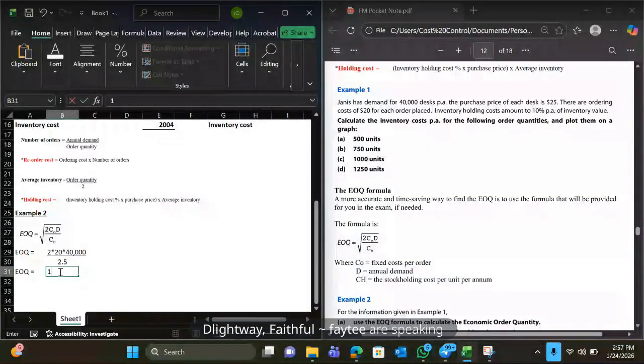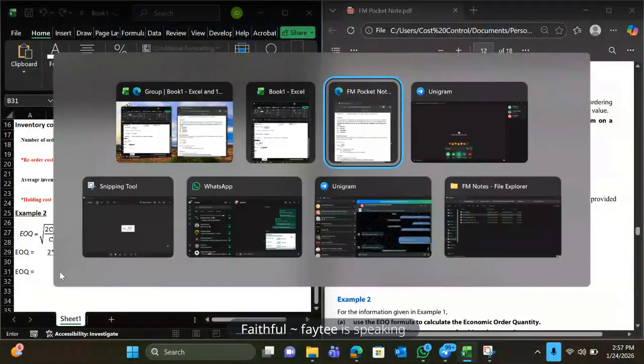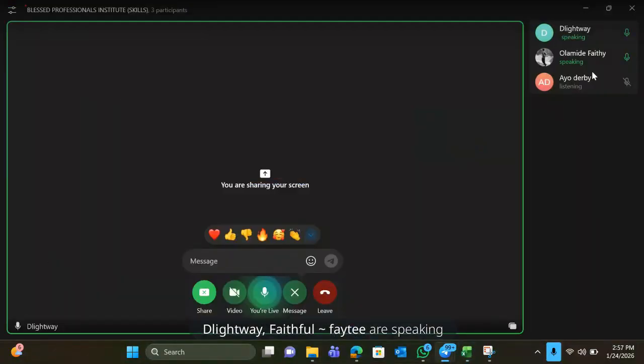16,000. So if you now square root it, that will be... I'm not getting it. I just know that the answer is 16,000. So how do you square root it? AY, do you have a calculator?